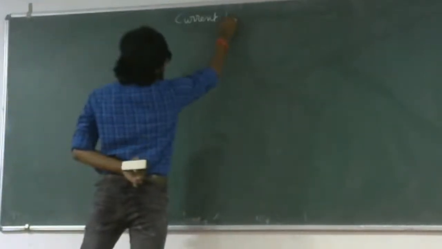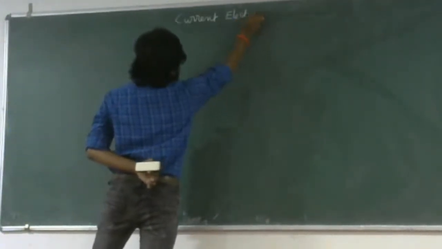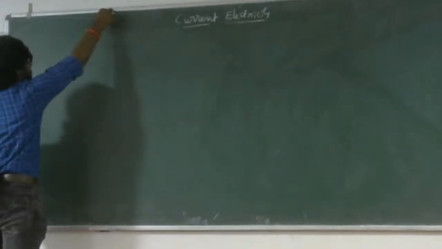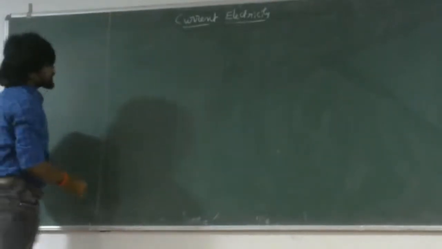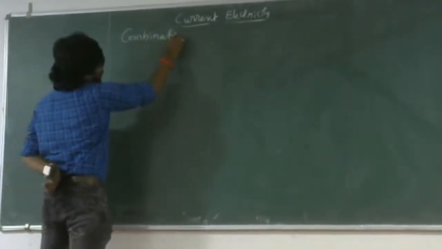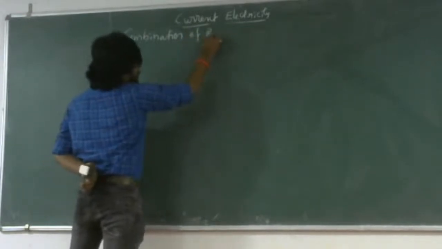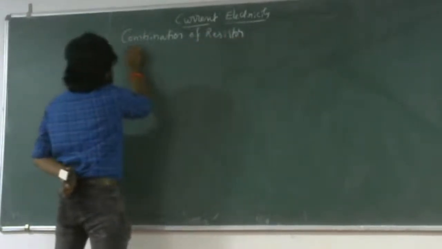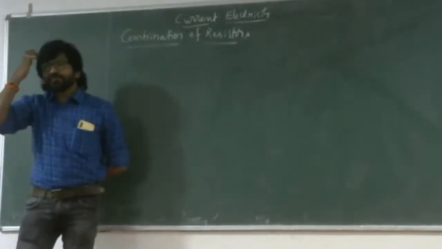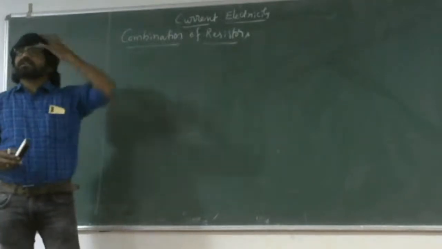Current electricity. So we are discussing combination of resistors. Here we come across usually three types of combinations.